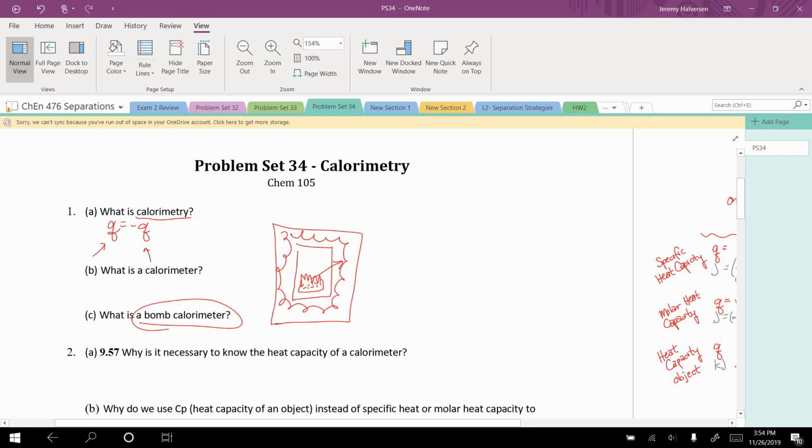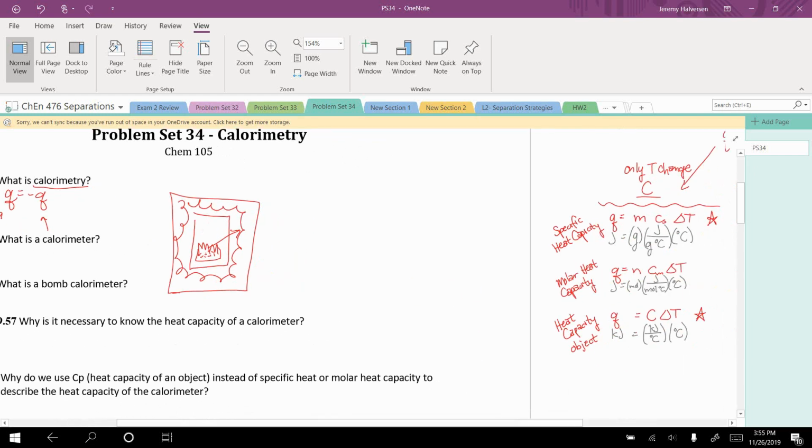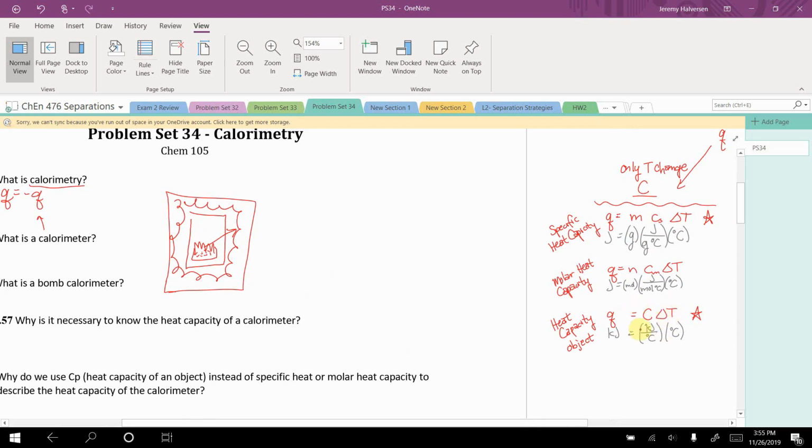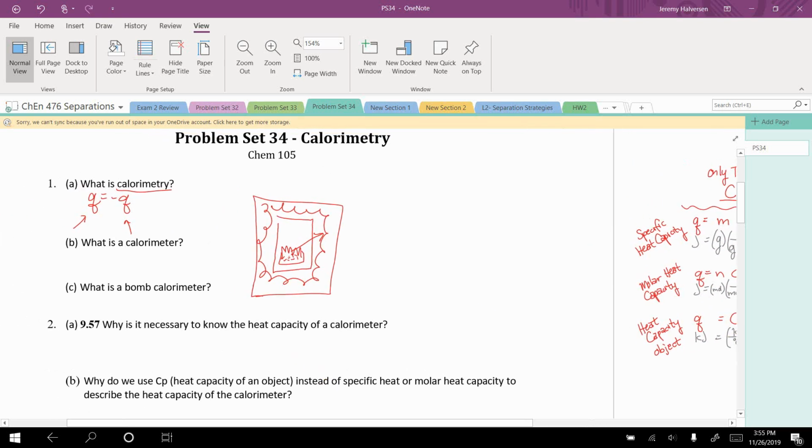Okay, so this specifically is a bomb calorimeter, but we're going to be doing the same things that we were doing before with Q equals negative Q. It's just that one of our Q's is going to be the Q for the calorimeter, which is an object. Therefore, we'll most likely be using Q equals capital C delta T. It's the same thing we've been doing before, but now it's more specific, and this is how you would do measurements in an actual lab.